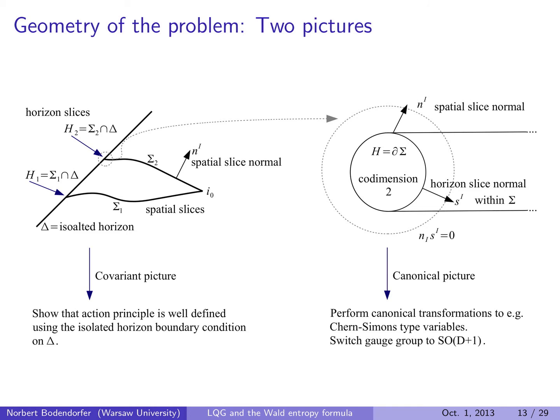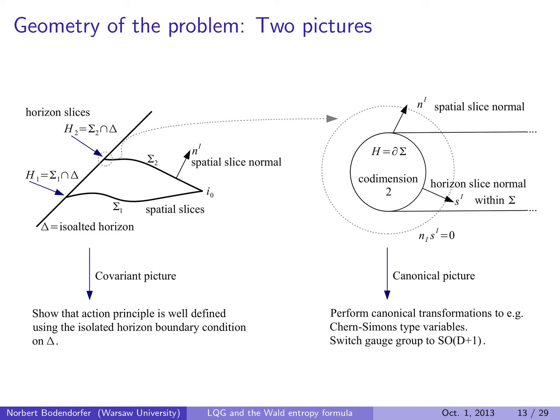Now in this picture, which I would call the covariant picture, several important calculations have to be performed. So first of all, we have to show that the Palatini action gives us a well-defined variational principle if we use the isolated horizon boundary conditions on delta. And we also want to show that we get a boundary symplectic structure so that we have boundary degrees of freedom. However, since this is a covariant picture, in this picture we are always working with a non-compact internal gauge group. However, we wanted to change that to an internal compact gauge group for quantization purposes, and that we can do in the canonical picture on the right-hand side.